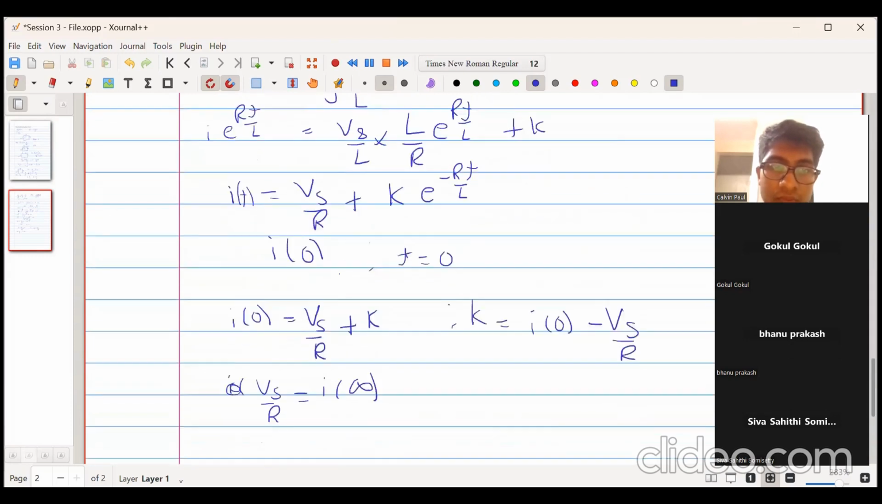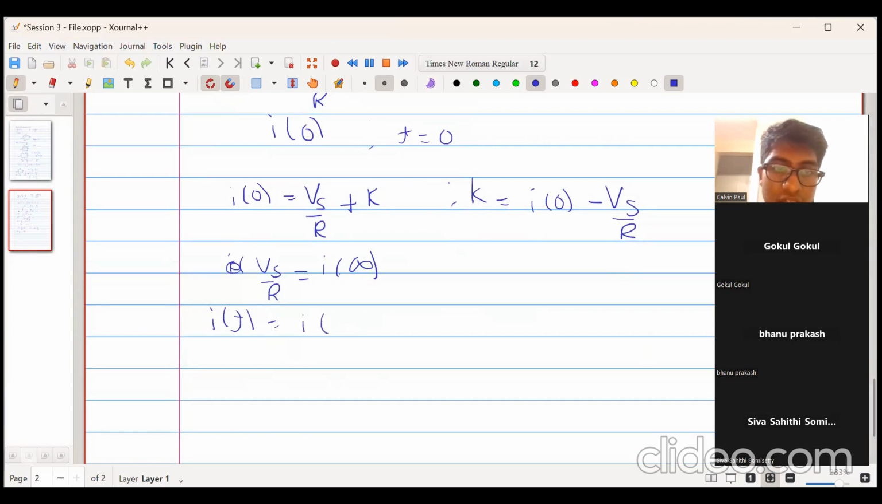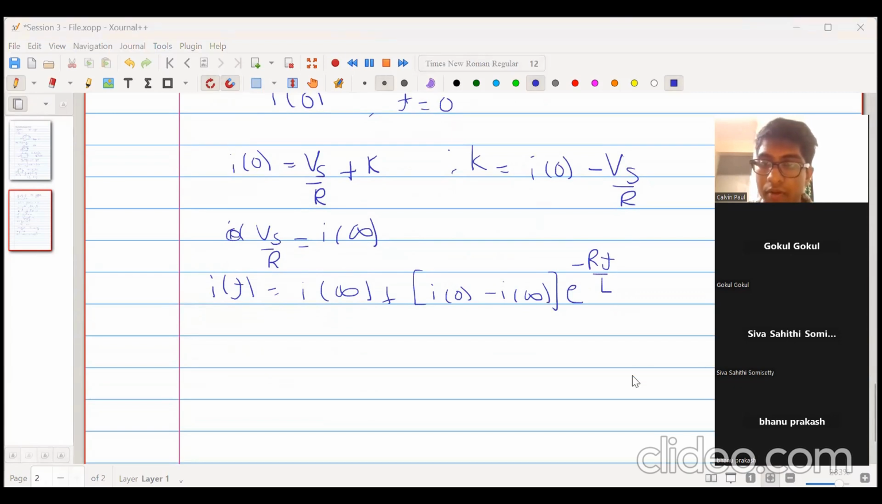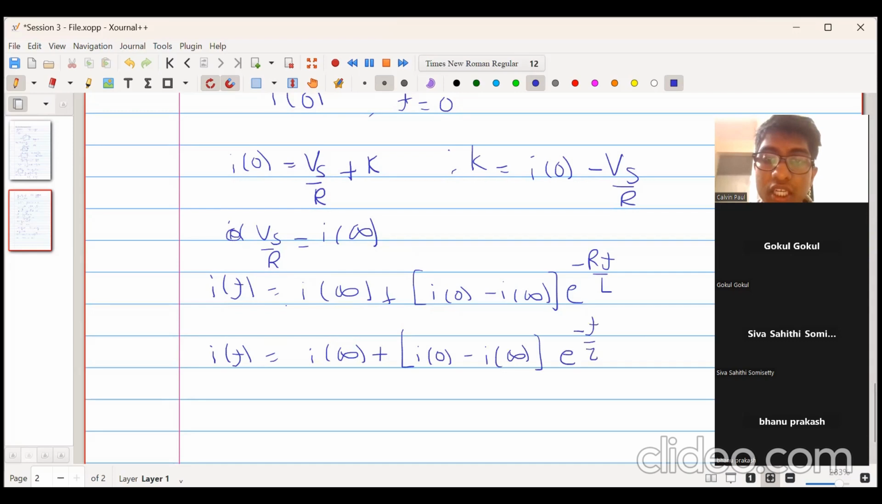So now we will write I of t is equal to Vs upon R, which is I of infinity, plus K. K we will write as I of 0 minus I of infinity into e raised to minus Rt upon L. This is the equation which we have got, and we can also write it as I of t is equal to I of infinity plus I of 0 minus I of infinity into e raised to minus t upon tau, where tau is equal to L upon R, and it is known as the time constant of this circuit.